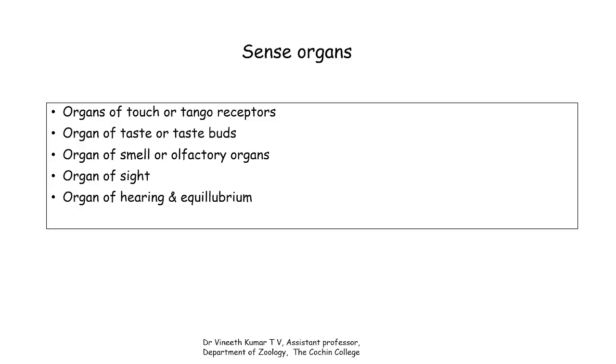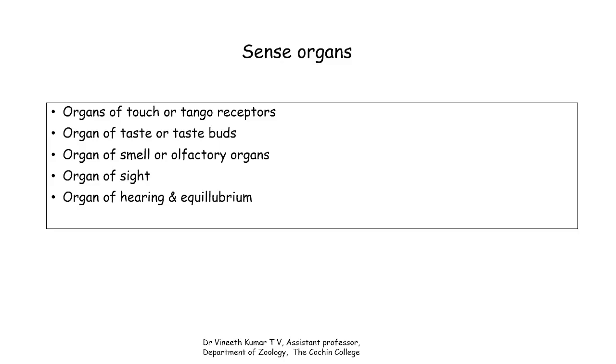The third one is the organ of smell, or the olfactory organ. The receptors for this are seen on the epithelial lining of the two nasal chambers, and these receptors are considered the organ of smell. They contain a tuft of cilia. So this is about the three receptors: the tango receptors, the taste buds, and the olfactory receptors, which are seen in the lining of the nasal chambers.